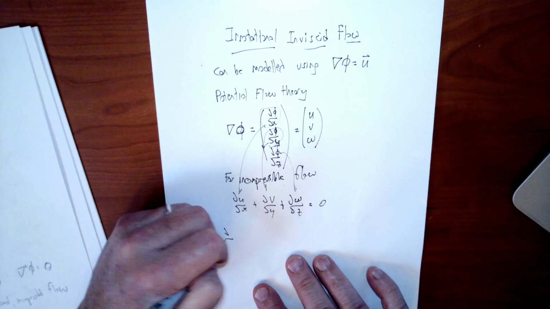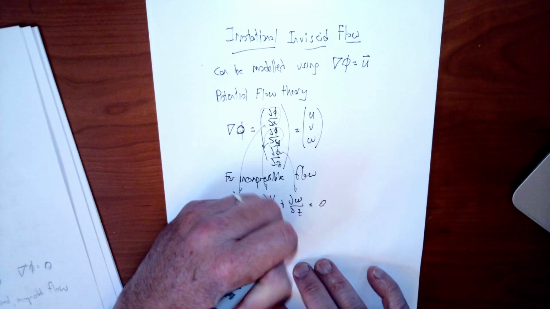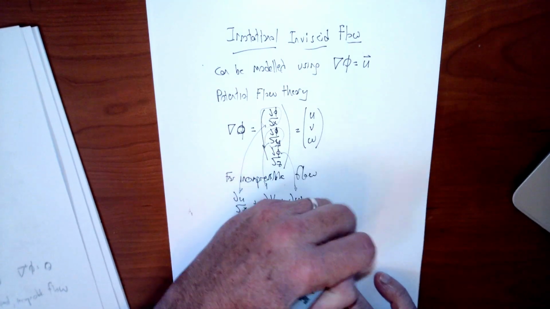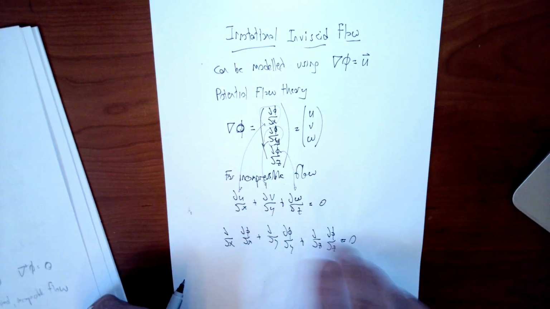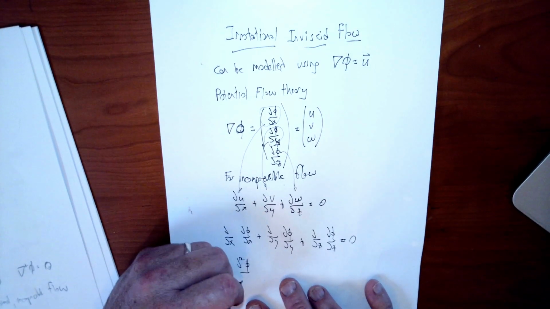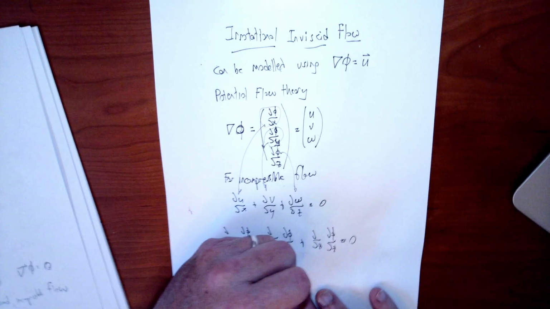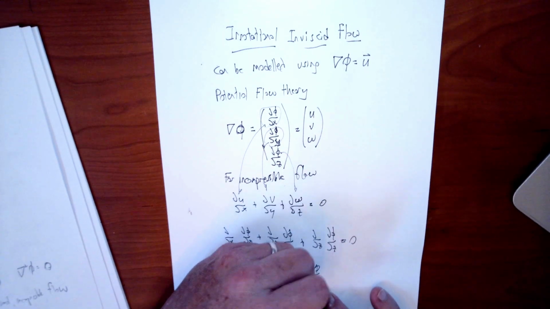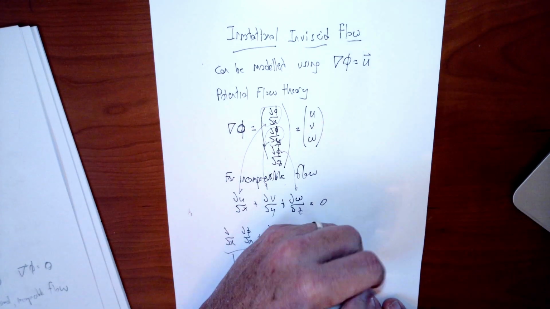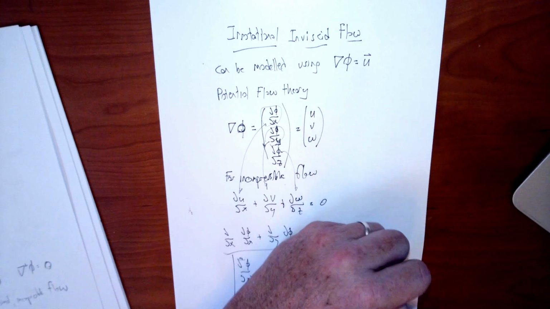And what it gives us is d by dx of d phi dx plus d by dy of d phi dy plus d by dz of d phi dz is equal to 0. So for conservation of mass to hold true, that has to be true. That's just saying that d squared phi dx squared plus d squared phi dy squared plus d squared phi dz squared is equal to 0. So that is a very famous equation. It's usually written in simpler terms, just like this: del squared phi is equal to 0.